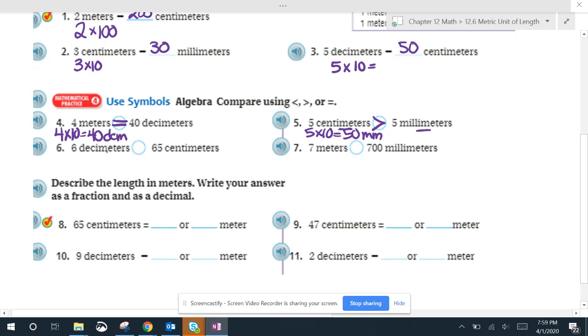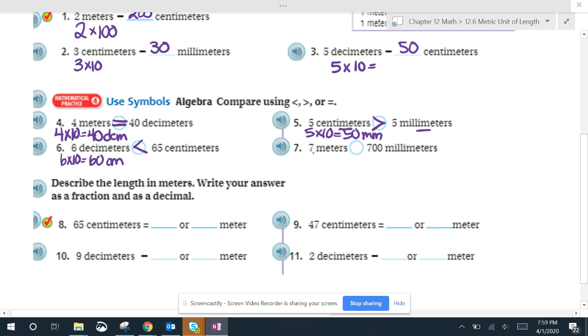Okay, I've got 6 decimeters and 65 centimeters. Decimeters are larger than centimeters, so I'm going to change decimeters to centimeters by multiplying by 10, which equals 60 centimeters. Okay, which one's larger, 60 centimeters or 65 centimeters? 65.